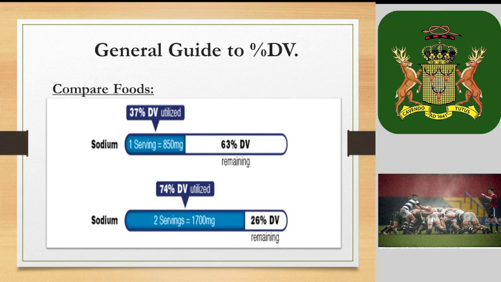This is a very simple example. For instance, here we have sodium. The sodium in this serving is 850 milligrams, which is equal to 37% of the daily value, and we have 63% of the daily value during the day to eat in other foods. But the second level shows that 2 servings has 1,700 milligrams, which is the percent of the daily value with respect to the sodium.